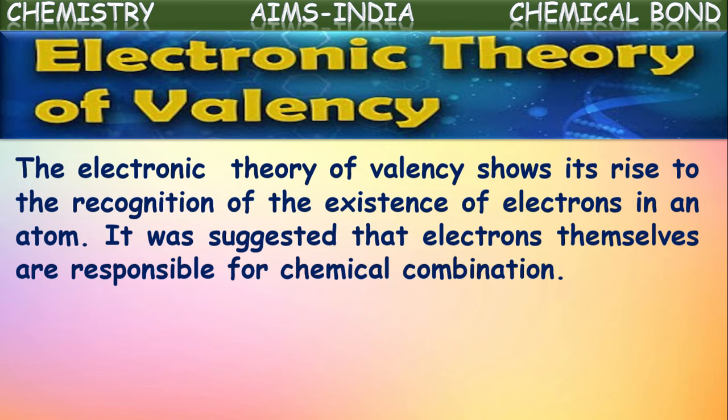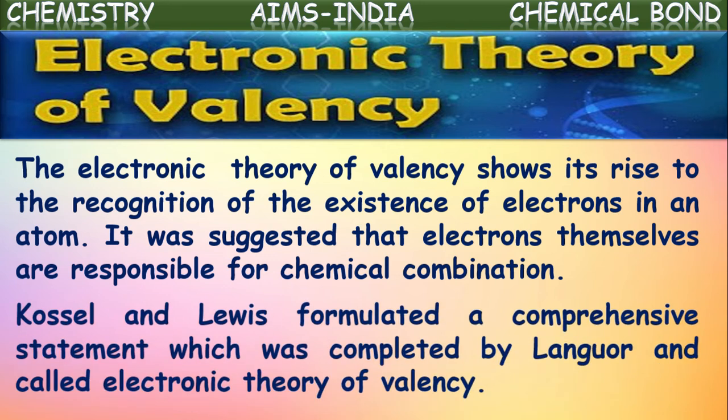The electronic theory of valency gives rise to the recognition of the existence of electrons in an atom. By this theory, we can understand that electrons are existing inside the atom, and these electrons are responsible for the formation of chemical bonds by the atoms. So it was suggested that electrons themselves are responsible for the formation of chemical bonds or for the chemical combination of atoms. Particularly, the electrons present in the outer shell of that atom are responsible for the reactive nature of that atom.